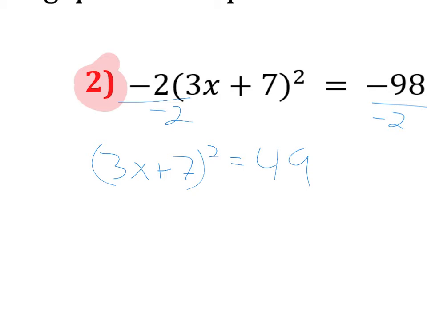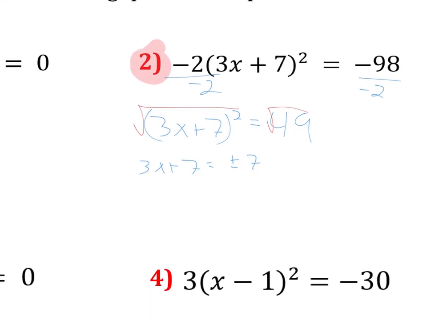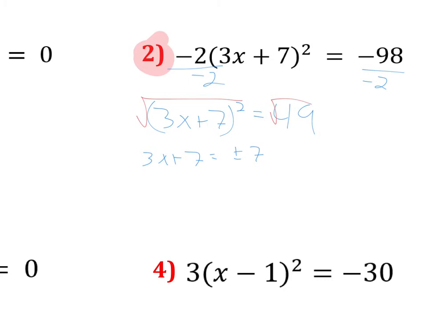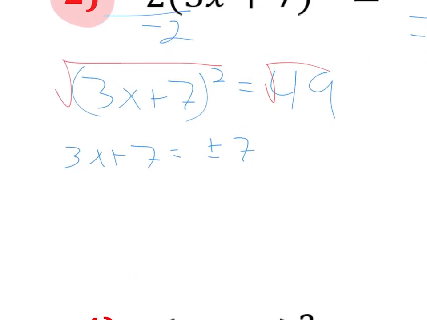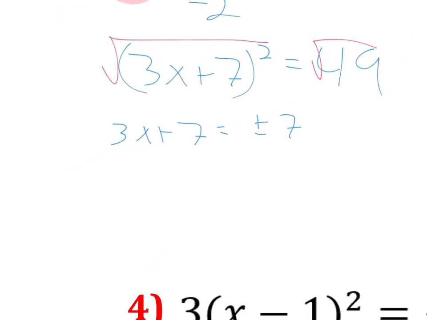From here, to get rid of the squared, I'll take the square root of each side. That results in 3x + 7 equals the square root of 49, which is both a positive or a negative 7. Since I've initiated that square root, I have to account for the fact that there are 2 potential answers. You'll notice I'm not even getting a negative underneath the radical, so no need for that letter i. So let's solve: 3x + 7 equals positive 7, and 3x + 7 equals negative 7.